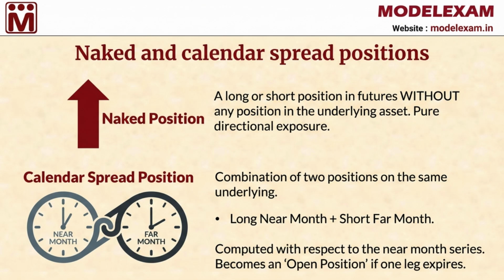Sometimes you might hold a position without owning the underlying asset, which we call a naked position. This is a pure bet on which way the price will move. Alternatively, you might use a calendar spread. This is a strategy where you hold two positions on the same asset but with different end dates. For instance, you could be long on a contract ending this month and short on one ending next month. It is a way to manage risk by focusing on the relationship between two different time periods.